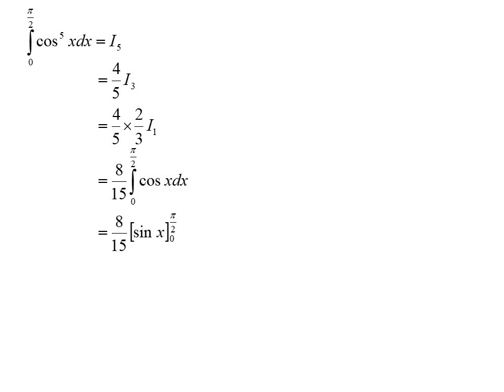Let's evaluate our I5. Well, that'll be 4/5 I3, which will be 4/5 of 2/3 I1. This one I have to stop at 1, because remember we're going down by 2 each time, and so we can't go to -1. Cos to the power of 1, but that's still a nice little integral to do. Integrate cos, we get sine, substitute in, and we get our 8/15.